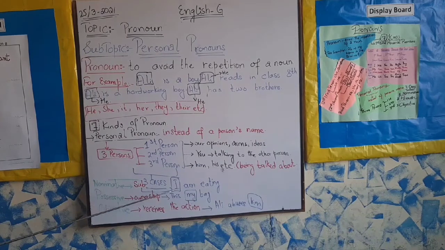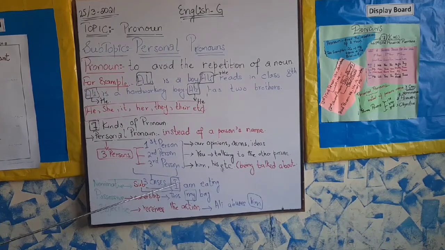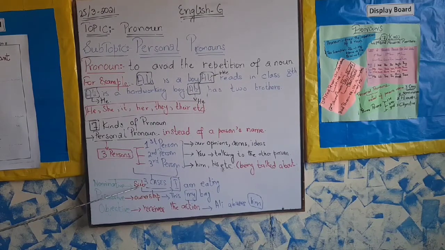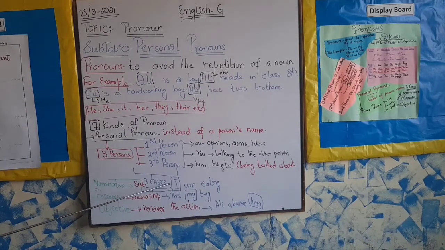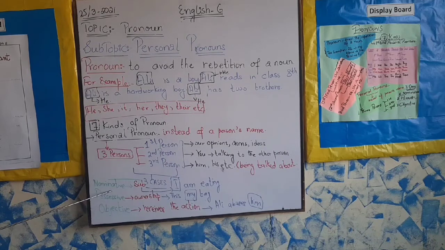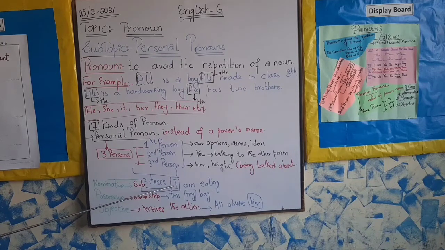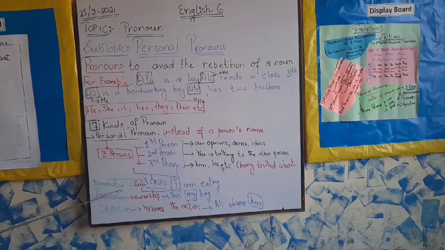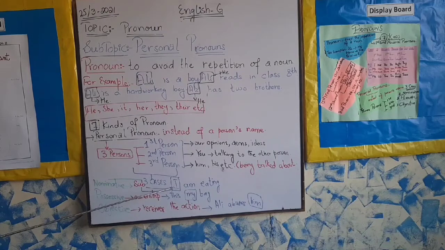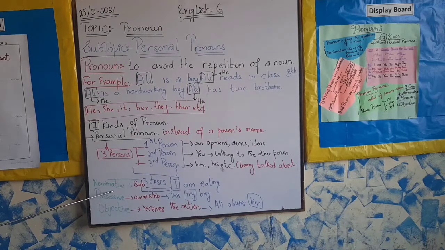Those pronouns that act as a subject in a sentence are known as nominative case. For example, I am eating. Here the pronoun I is acting like a subject. When the pronouns act like a subject, it is known as nominative case. It performs the action, so it is known as nominative case.